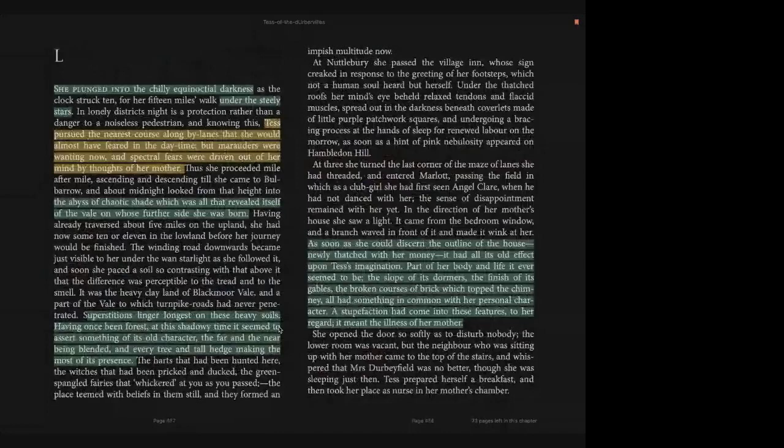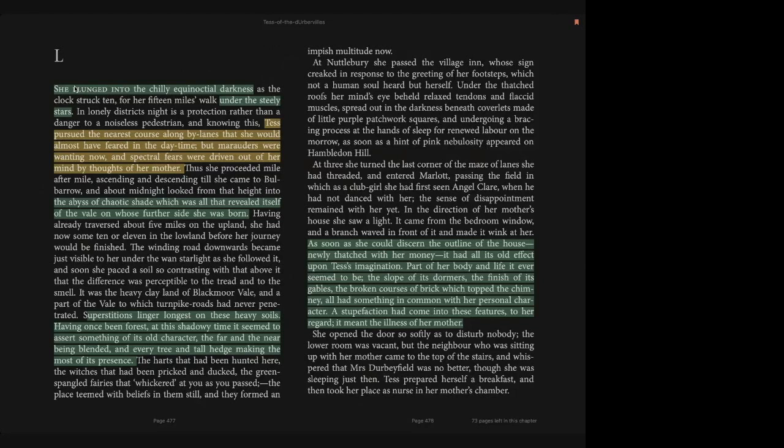Okay, so we start with some great description of the land and the area that she is going through. This is classic Thomas Hardy. "She plunged into the chilly equinoctial" — I don't even know how that's pronounced — "darkness as the clock struck 10 for her 15 miles walk under the steely stars." What a great way to start a downward spiral for our hero, plunging into chilly darkness, steely stars.